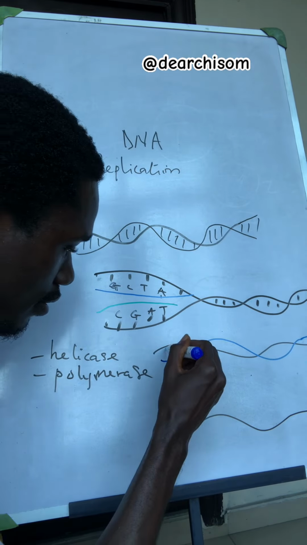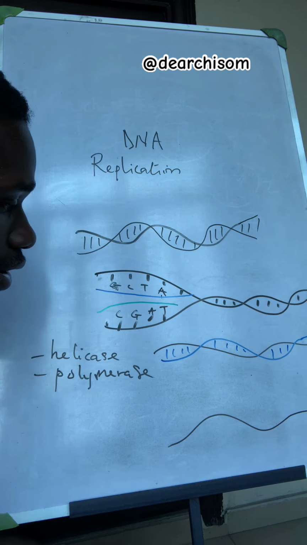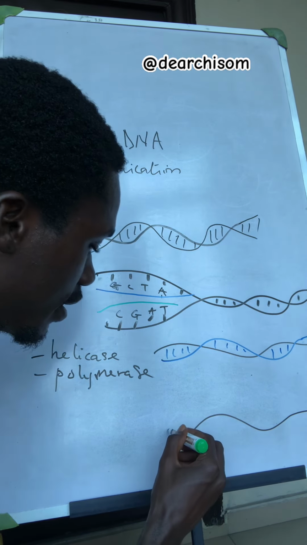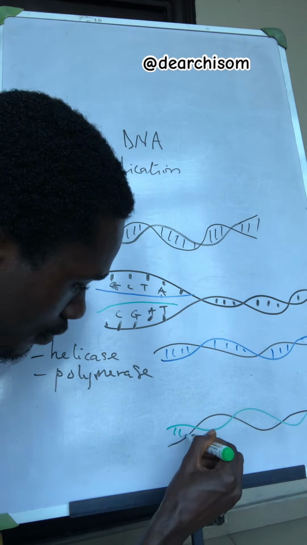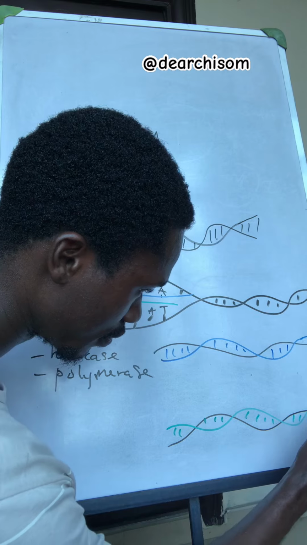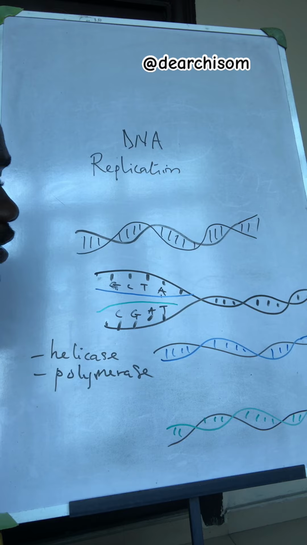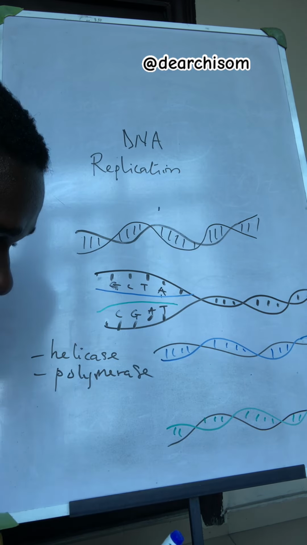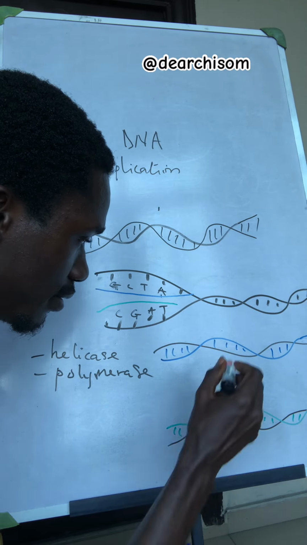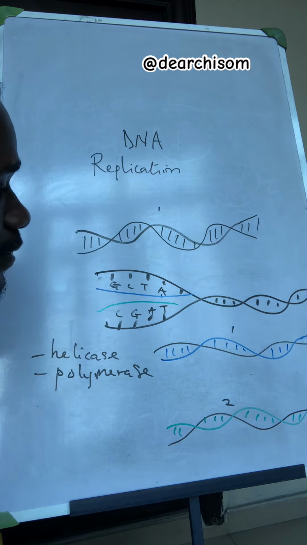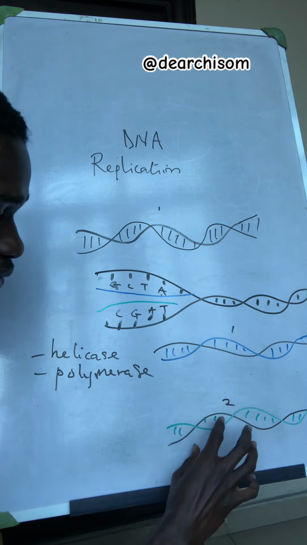Then here, we have something like this. So here we're now having two new strands. Okay, this is the first strand, the molecule. Now we're having two new DNA molecules here. This is 1 and this is 2. So that is what DNA replication is about, to make a copy of this molecule, to duplicate it. So we are now having two.